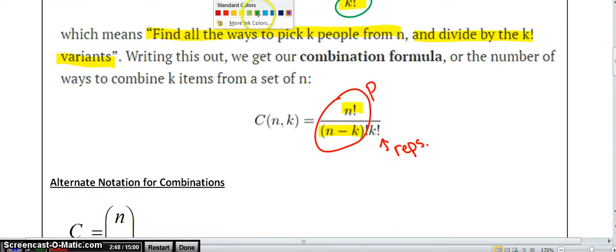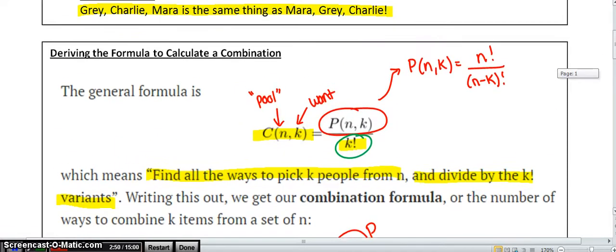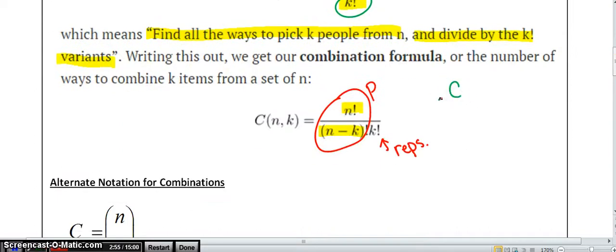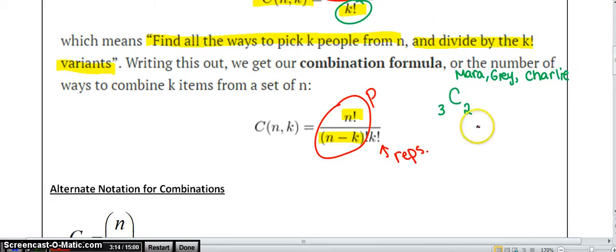Let me give you a quick example to see where this makes sense. Let's continue with our Mara, Gray, and Charlie context. Say I'm taking those 3 and picking 2 of them to advance in a contest. So we still go with Mara, Gray, and Charlie as my pool, but I'm only going to pick 2 of them. In a permutation, I would say 3 factorial divided by 3 minus 2 factorial.